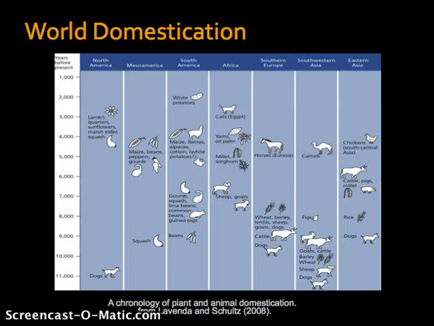In terms of world domestication, we see domestication occurring unevenly across the globe. Particularly look at the divide between the so-called New World of the Americas and the so-called Old World, constituting Africa, Europe, and Asia.